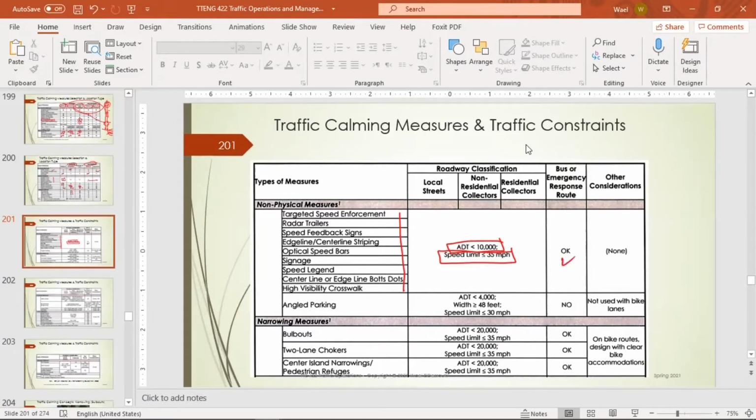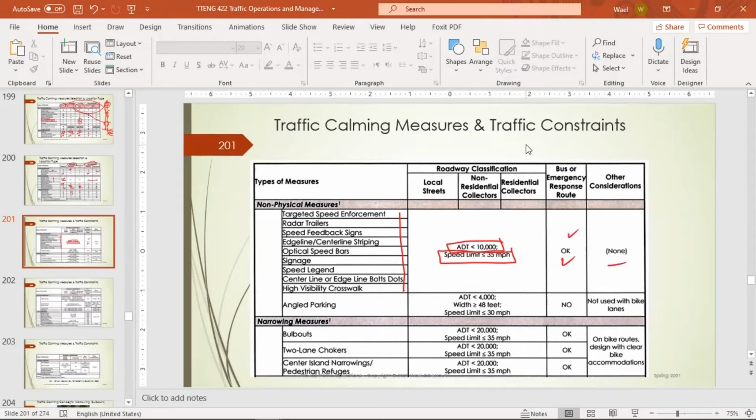How much is that in kilometers, Doctor, approximately? Multiply by 1.6. Okay. So that's almost 56 or 60 kilometers per hour. Up to 60 kilometers per hour, this is acceptable. Above that, it's not recommended. It's inefficient. Can we use it on a bus route or emergency response route? Yes, okay. Is there any other consideration?